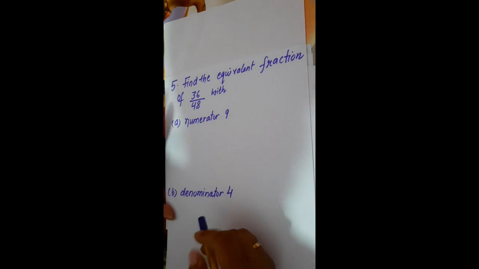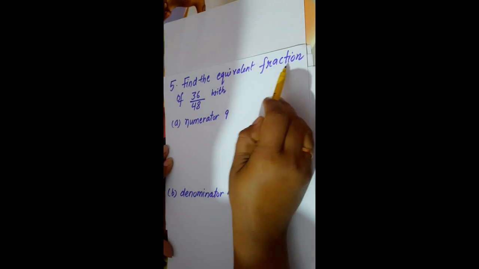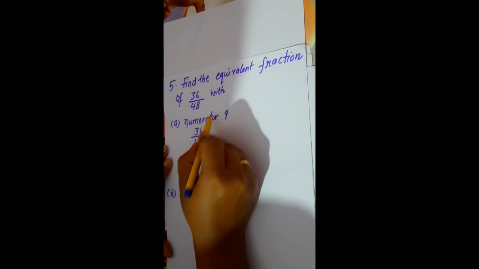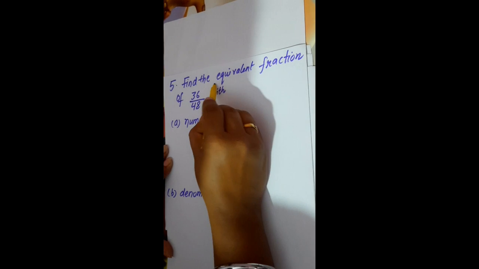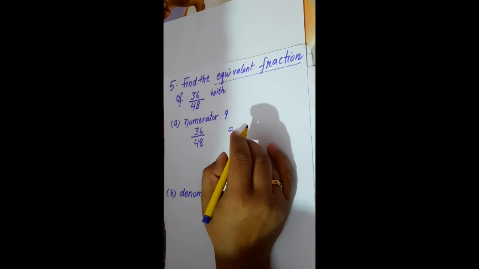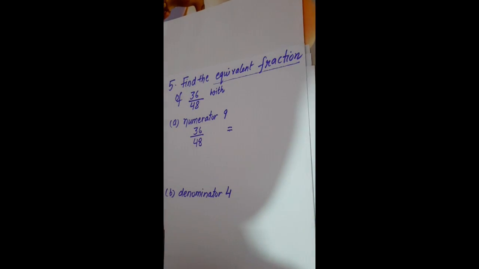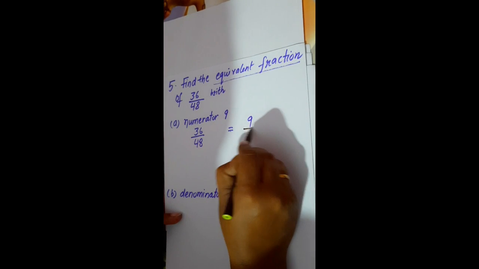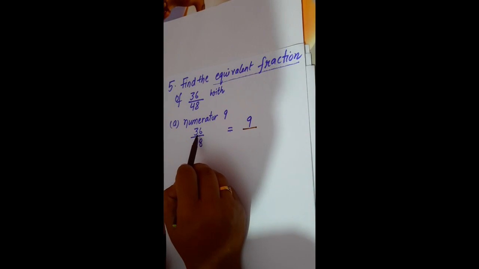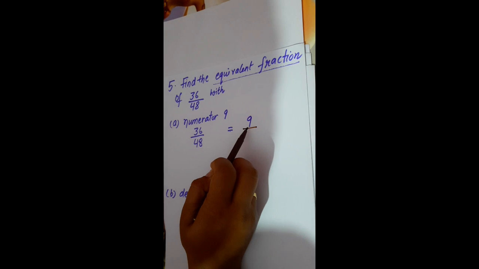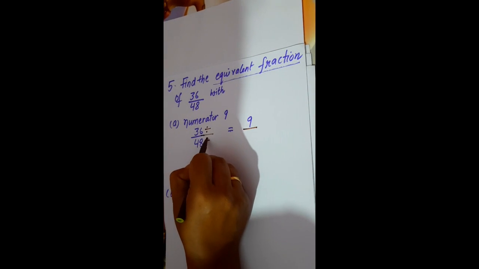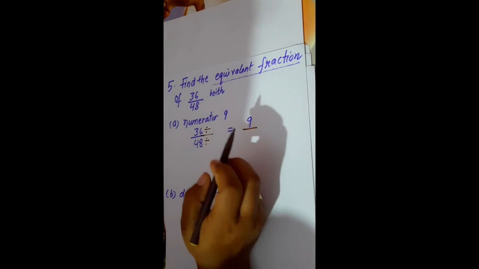Next we have question number 5. In this question we have to find the equivalent fraction of 36 upon 48 with numerator 9. So I write equals to, and here you have numerator, that is 9. This is 9, and you have to find the equivalent fraction. As 36 has a larger value compared to 9, it means you have to divide, because here you are moving to the smaller number. For this you have to divide.